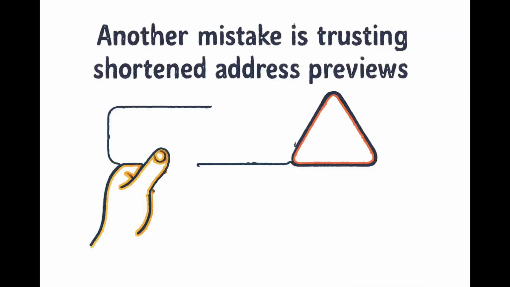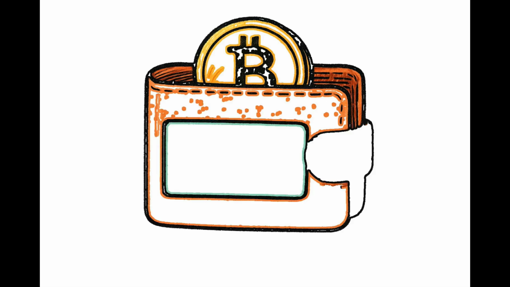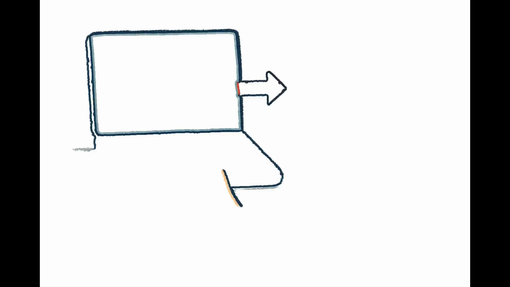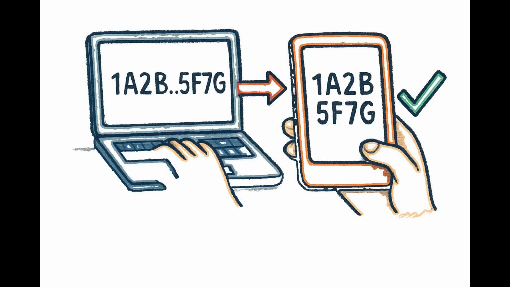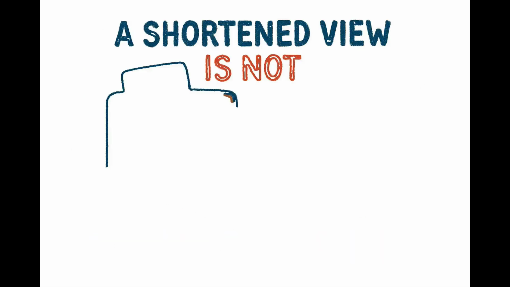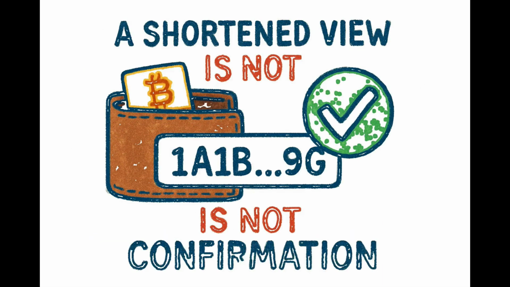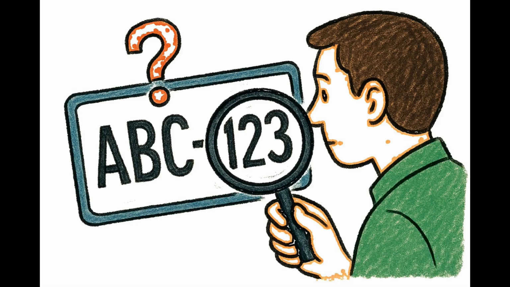Another mistake is trusting shortened address previews. Wallets often hide the middle of the address to keep things clean. That's helpful for display, but verification means checking the same characters in the same positions across sources. A shortened view is not confirmation by itself. It's like seeing only part of a license plate and assuming it's correct.